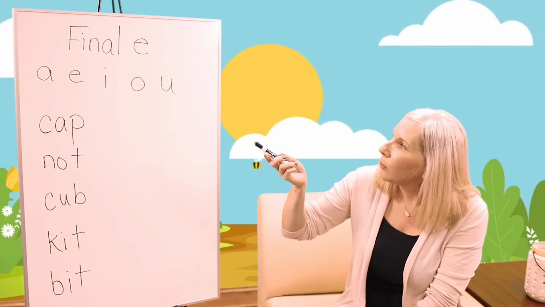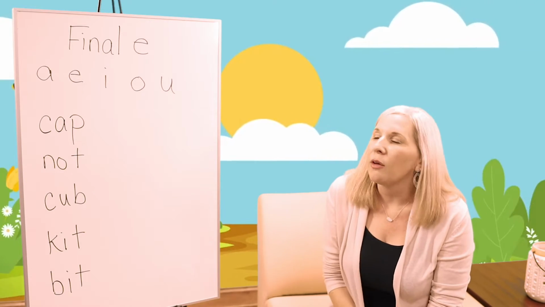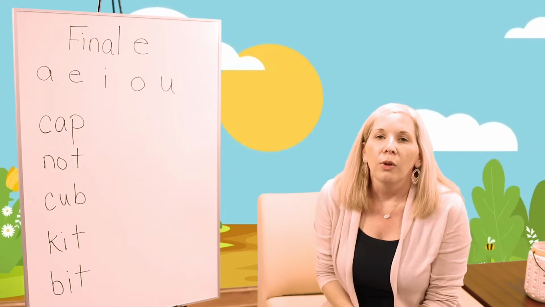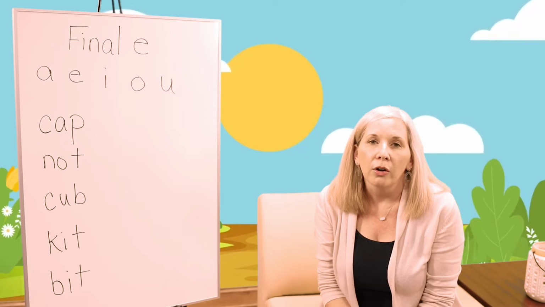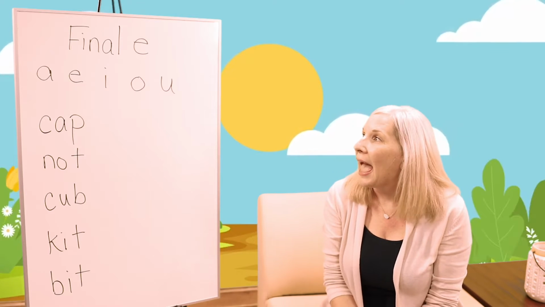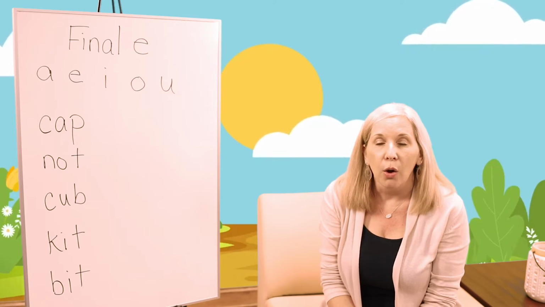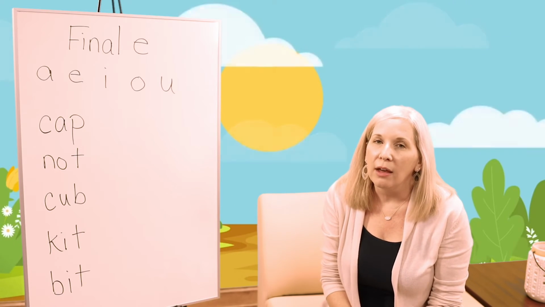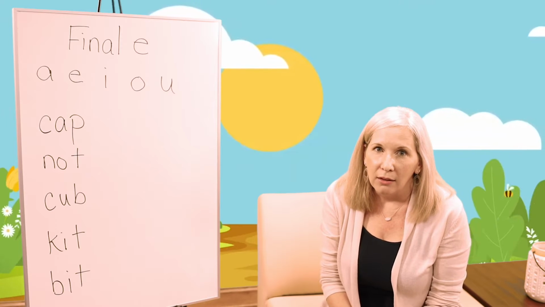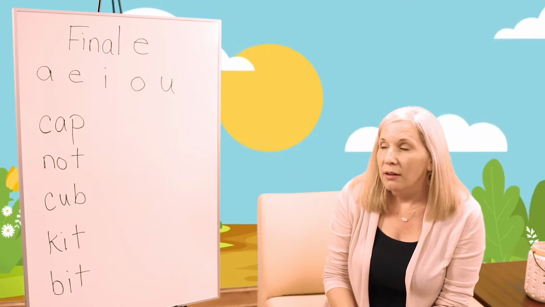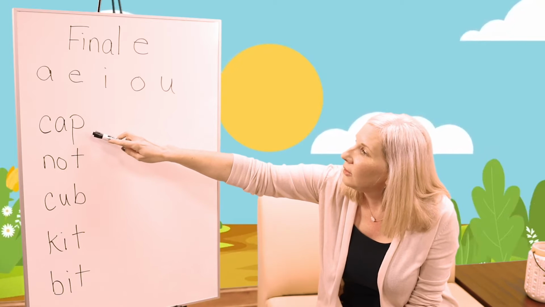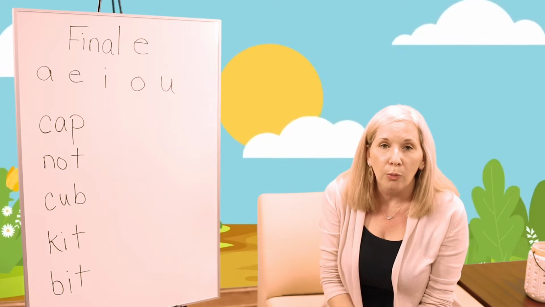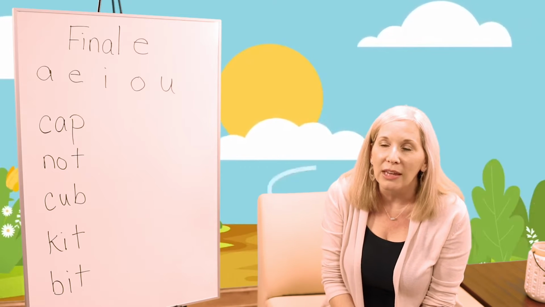If you look up here on my board, you will see that we have all of the vowels listed up here. So A, E, I, O, and U. When those vowels stand alone in a word, they make a short vowel sound, a, e, i, o, u. But when we add final E, it changes the sound that these letters make. Today, that is what we are going to focus on. So if you look up here, I have some CVC words that just have a short vowel sound, and I'm going to show you what happens when we add final E.